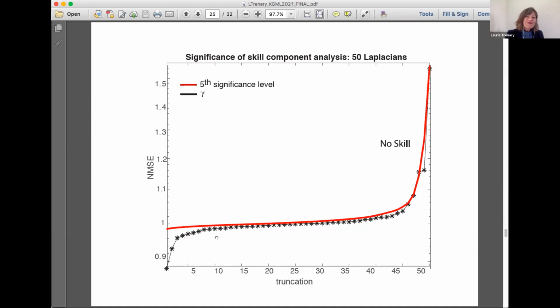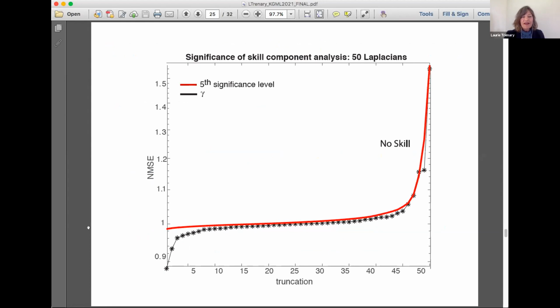So here I'm showing the normalized mean square error versus truncation. The red line shows no skill. And then the eigenvalues are given in black. And you can see that there are two modes that are well separated from the no significance threshold.